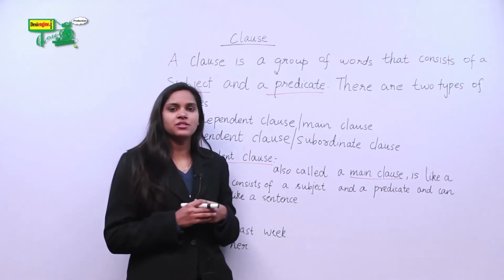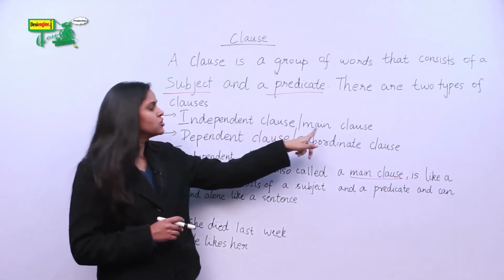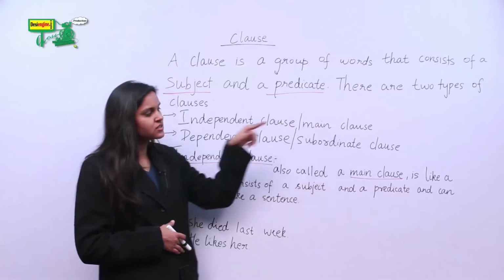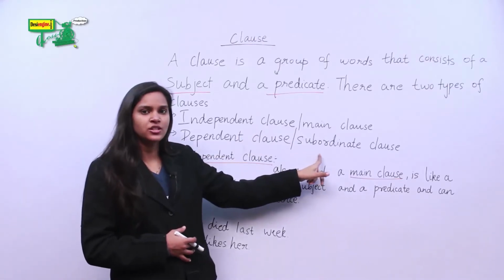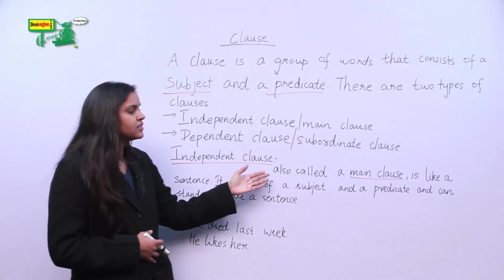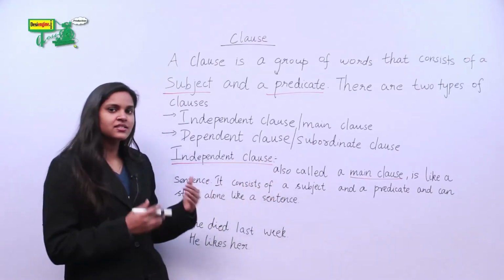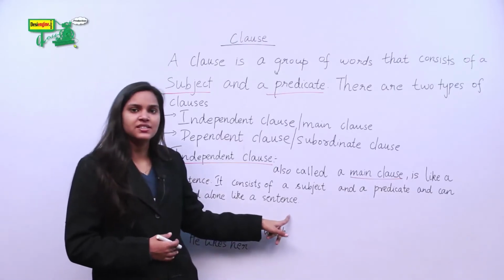It can basically be divided into two types. Independent clause, which is also known as the main clause. Dependent clause, which is also known as the subordinate clause. An independent clause is like a sentence. It has a subject and a predicate and can stand alone like a sentence.